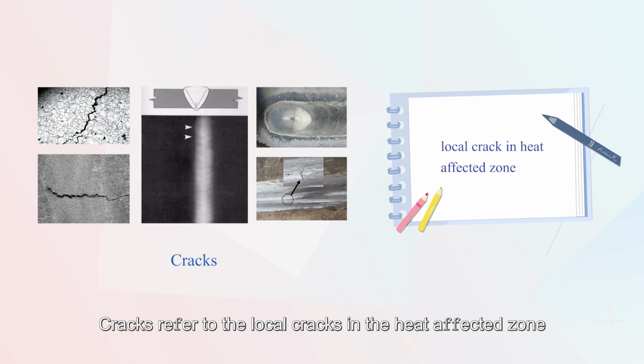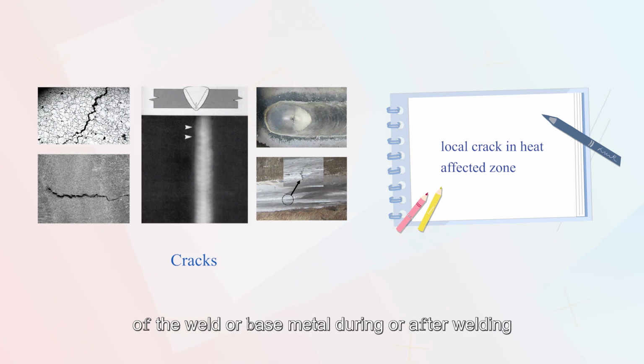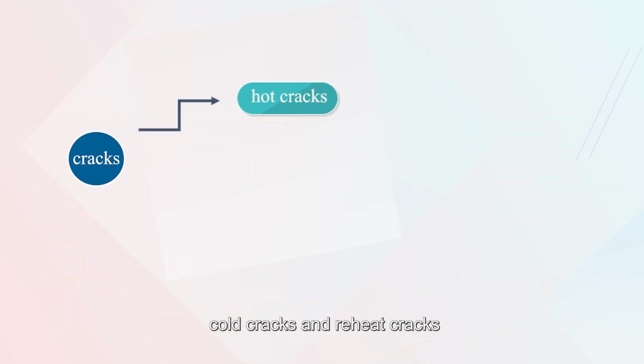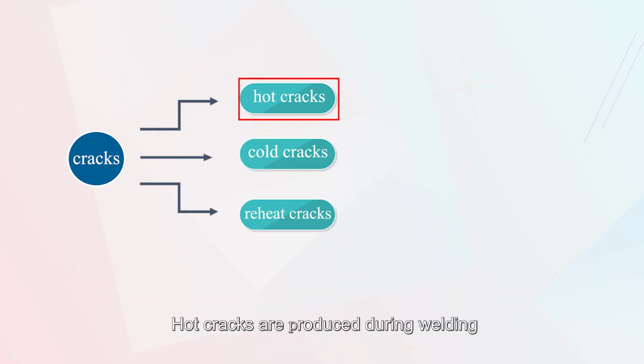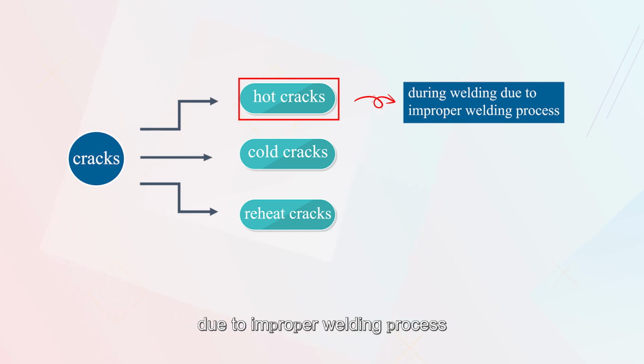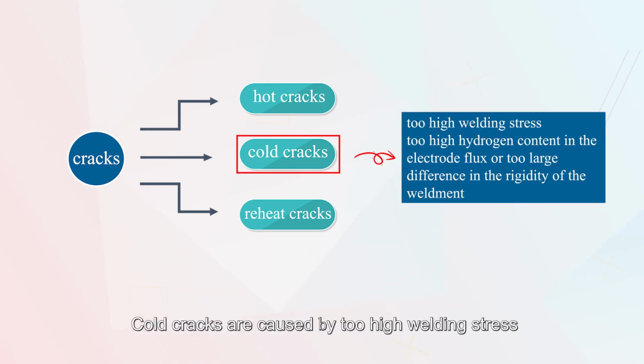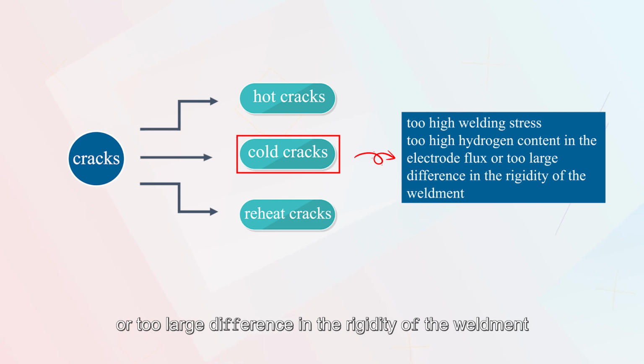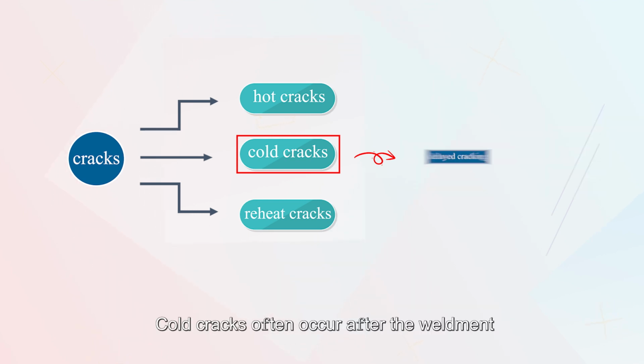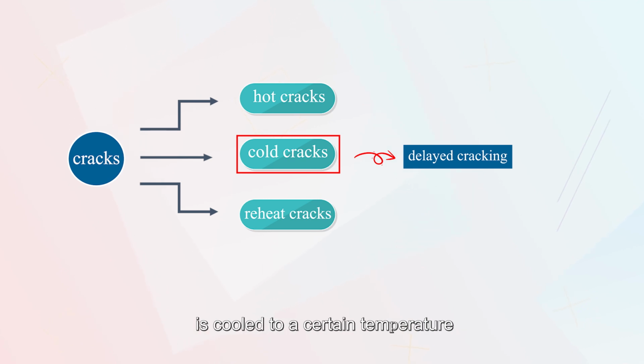Cracks refer to the local cracks in the heat-affected zone of the weld or base metal during or after welding. According to the causes of cracks, they are divided into hot cracks, cold cracks, and reheat cracks. Hot cracks are produced during welding due to improper welding process. Cold cracks are caused by too high welding stress, too high hydrogen content in the electrode flux, or too large a difference in the rigidity of the weldment. Cold cracks often occur after the weldment is cooled to a certain temperature, so they are also called delayed cracking.